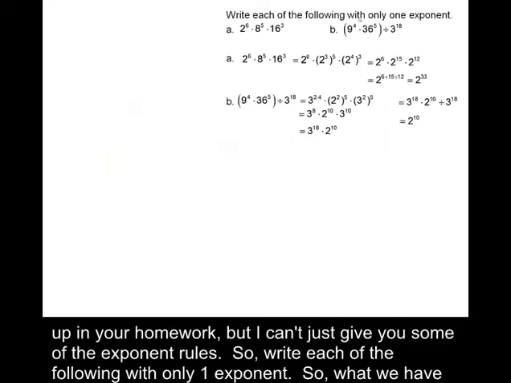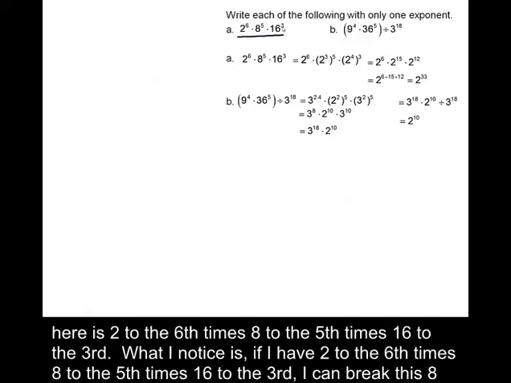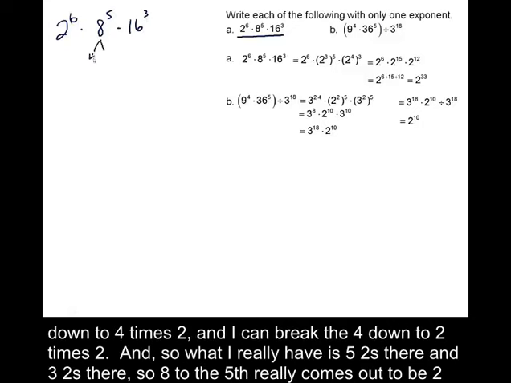So write each of the following with only one exponent. What we have here is 2 to the 6th times 8 to the 5th times 16 to the 3rd. What I notice is I can break this 8 down to 4 times 2, and I can break the 4 down to 2 times 2.